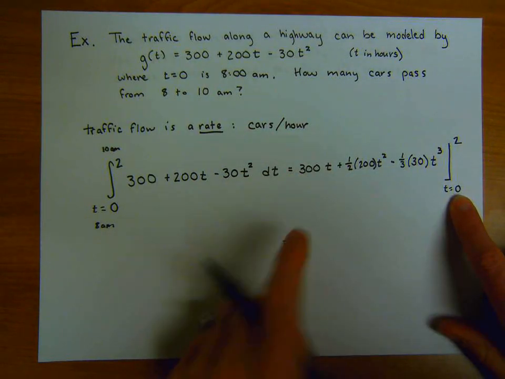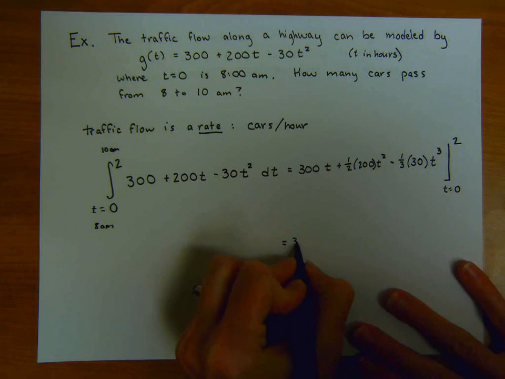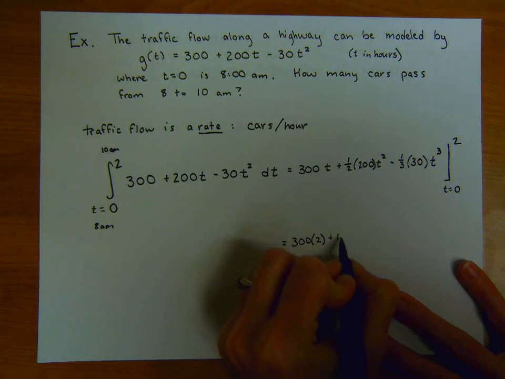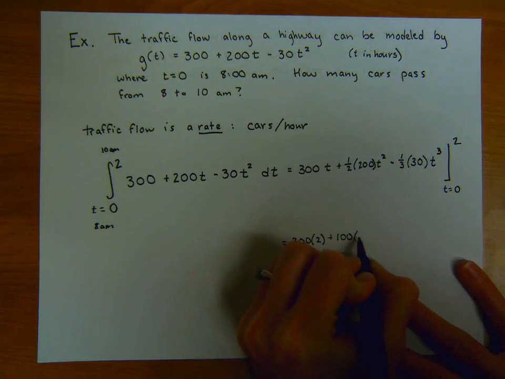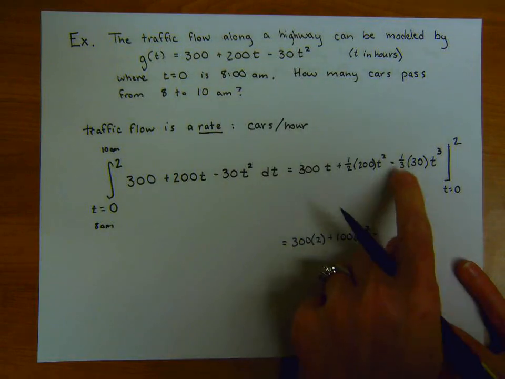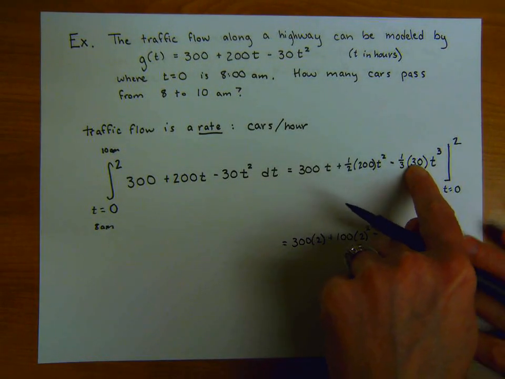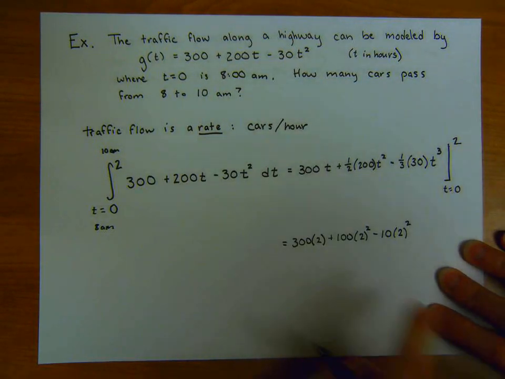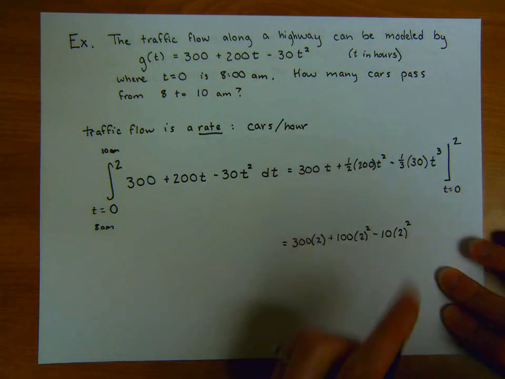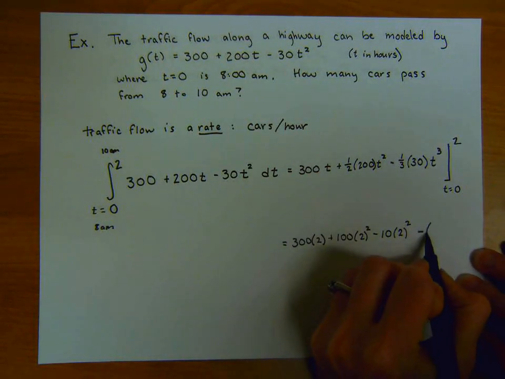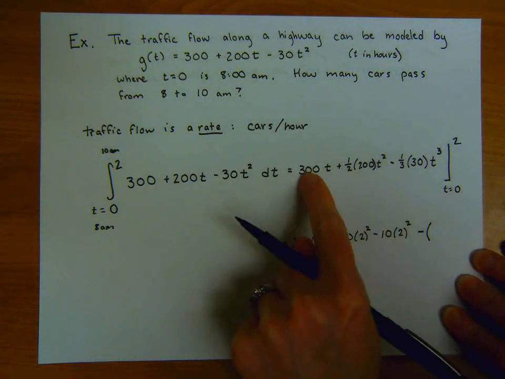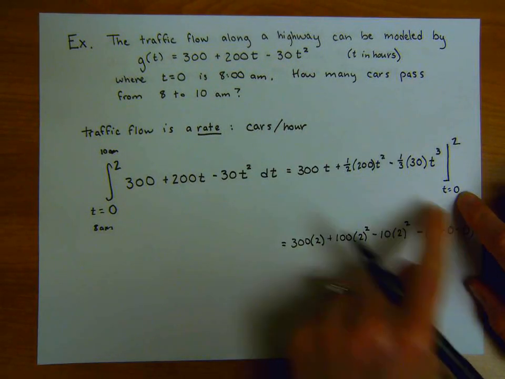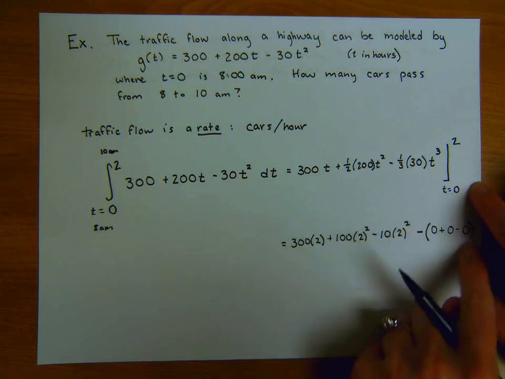This simplifies quite a bit, and I'll write out some of that simplification. This becomes 300 times 2 plus 1/2 of 200, which is 100, times 2 squared, minus 1/3 of 30, which becomes just 10, times 2 cubed. This is evaluating along the top bound, and then I need to subtract out evaluating at 0. But notice there's a 0 in each one of these terms. I'm not even bothering plugging the 0 into each of these. I see that they all zero out because they're all multiplied by t, which is 0.